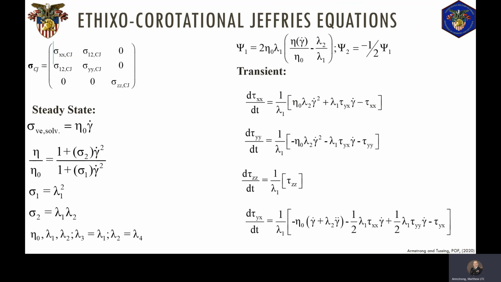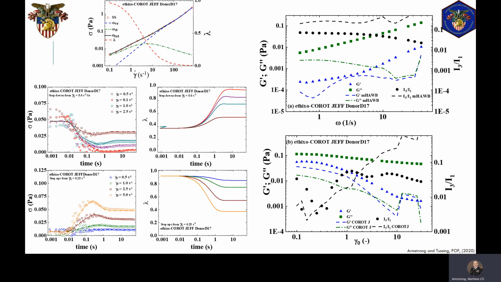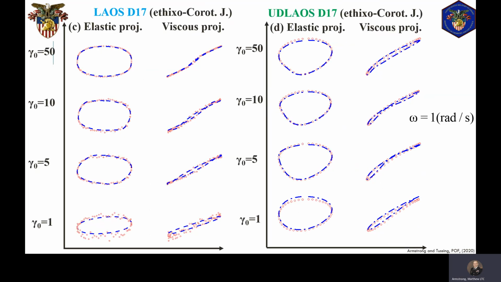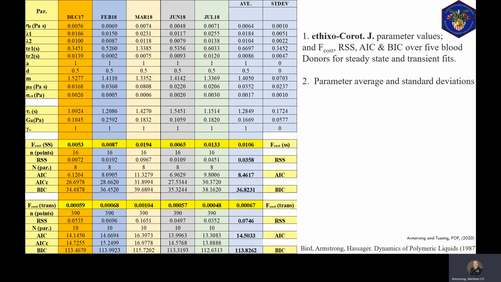And we're going to follow the same procedure for the enhanced thixotropic Corotational Jeffreys. Again, these equations came right out of the Bird-Hassager text. On the left-hand side, we see the fits, and on the right-hand side, we see the small amplitude oscillatory shear predictions. Here are the elastic and viscous projections of the LAOS and UD-LAOS respectively, and here are the average parameter values to include the average cost function of steady state and the transient fits.